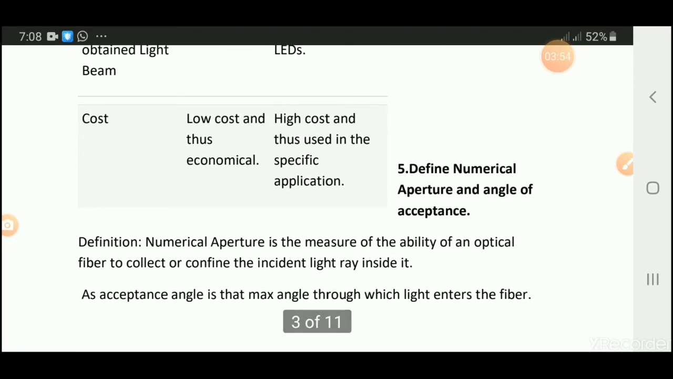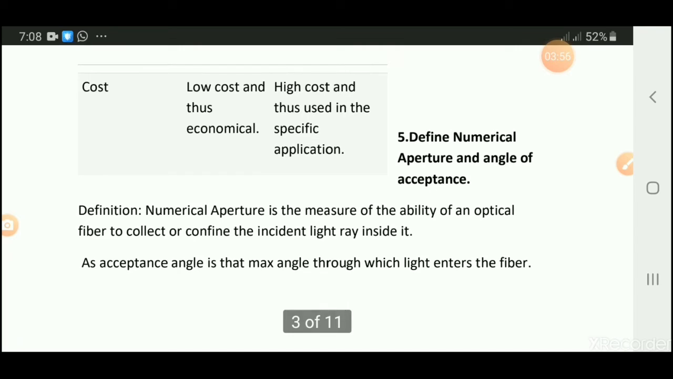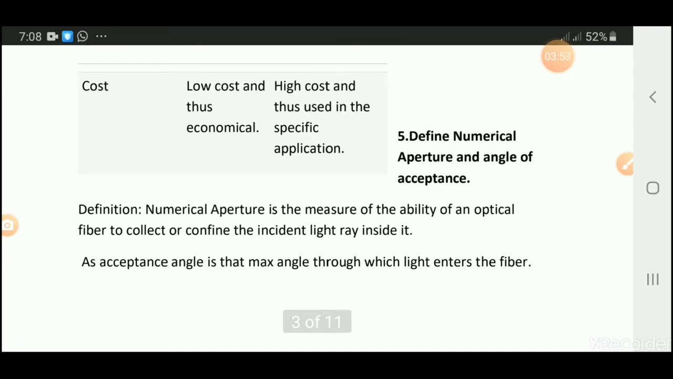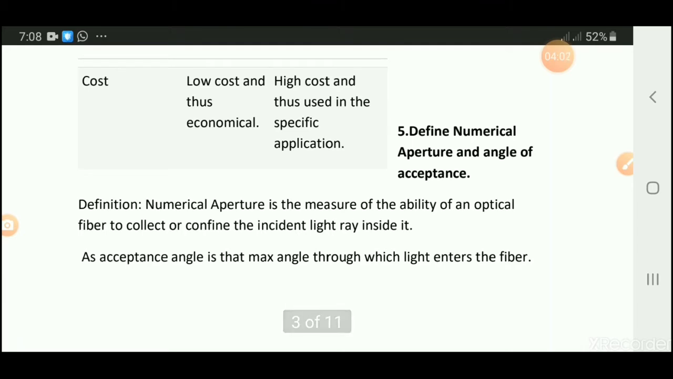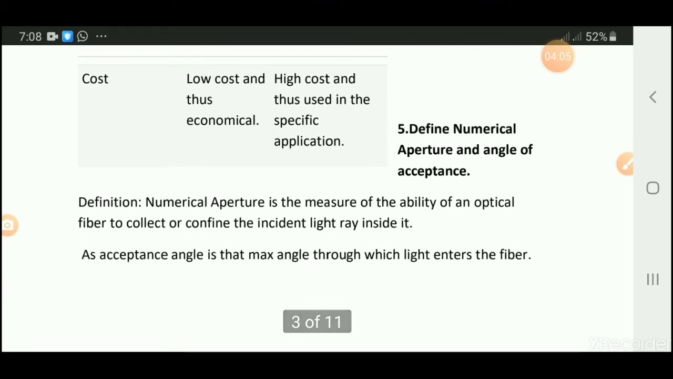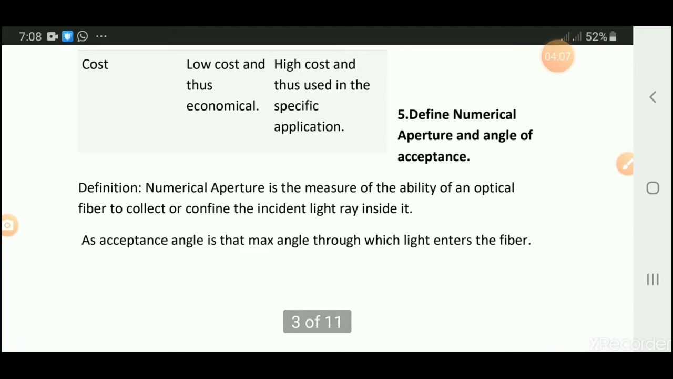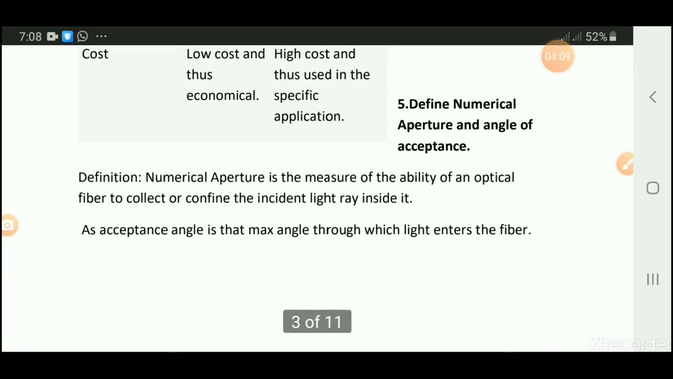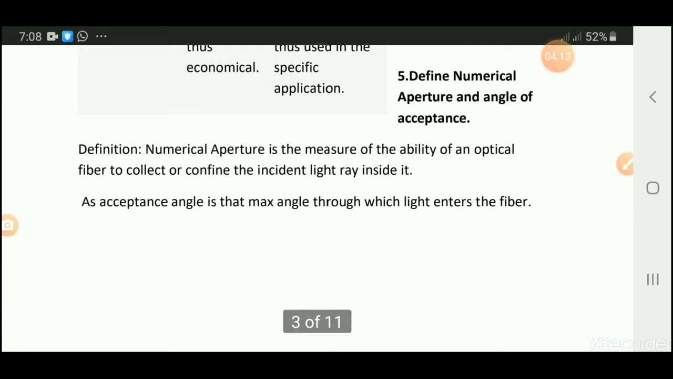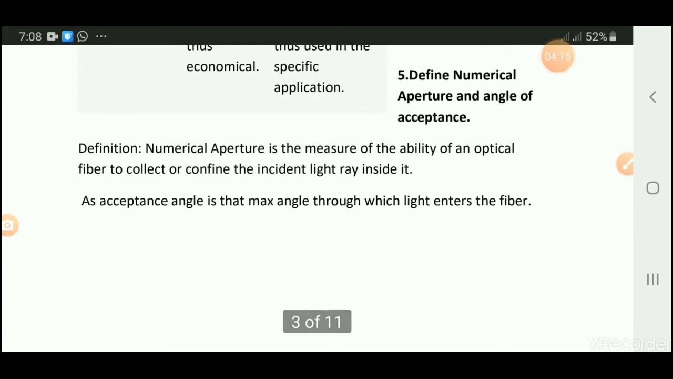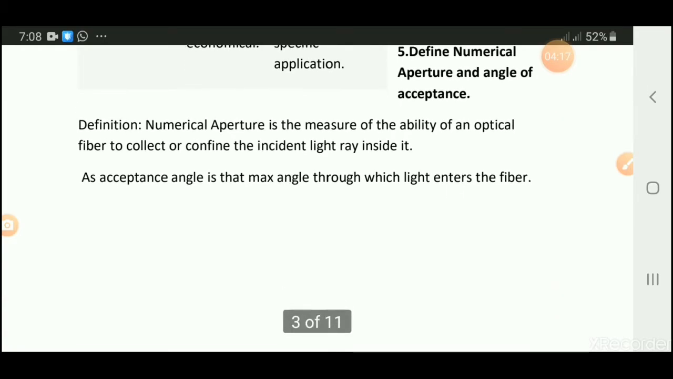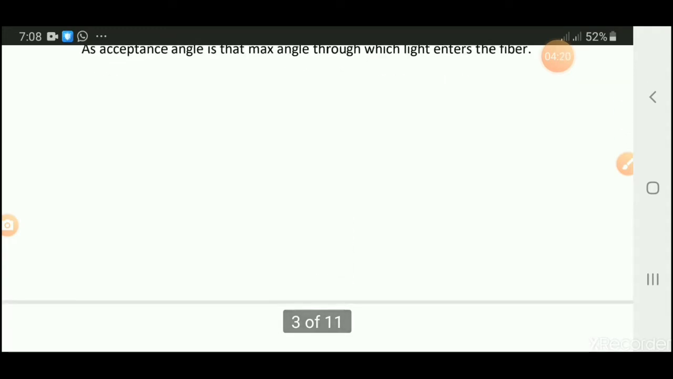Fifth question, define numerical aperture and angle of acceptance. Numerical aperture is the ability of an optical fiber to confine the incident light ray inside it. Acceptance angle is the maximum angle through which light enters the fiber.